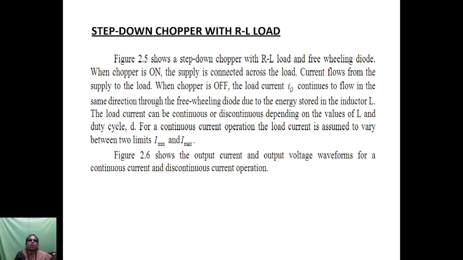So, step down chopper with RL load. Here, step down chopper with RL load and the freewheeling diode. When the chopper is on, the supply is connected across the load. Current flows from the supply to the load. When the chopper is off, the load current I0 continues to flow in the same direction through the freewheeling diode due to the energy stored in the inductor L. So the load current can be continuous or discontinuous depending upon the value of L and the duty cycle.